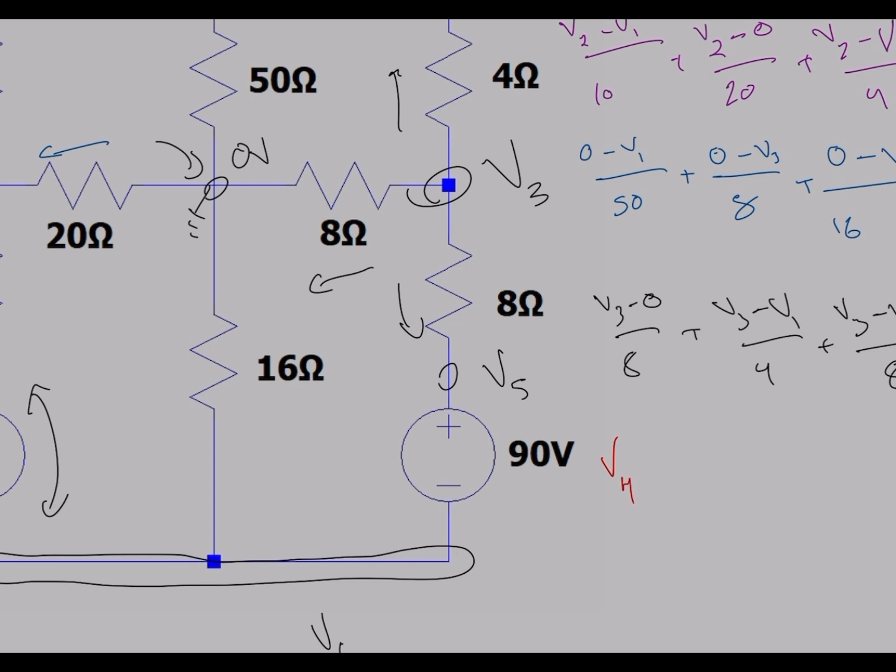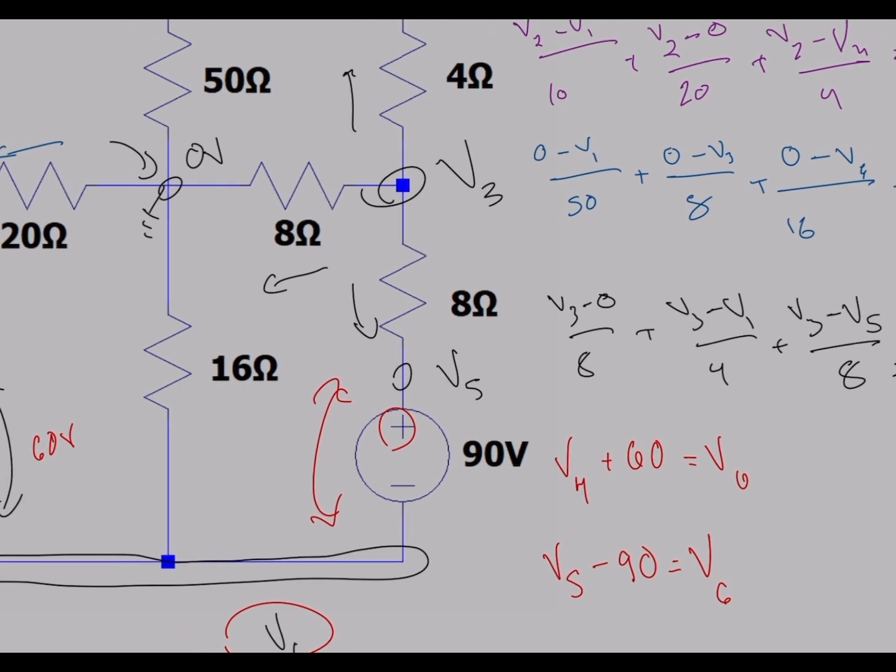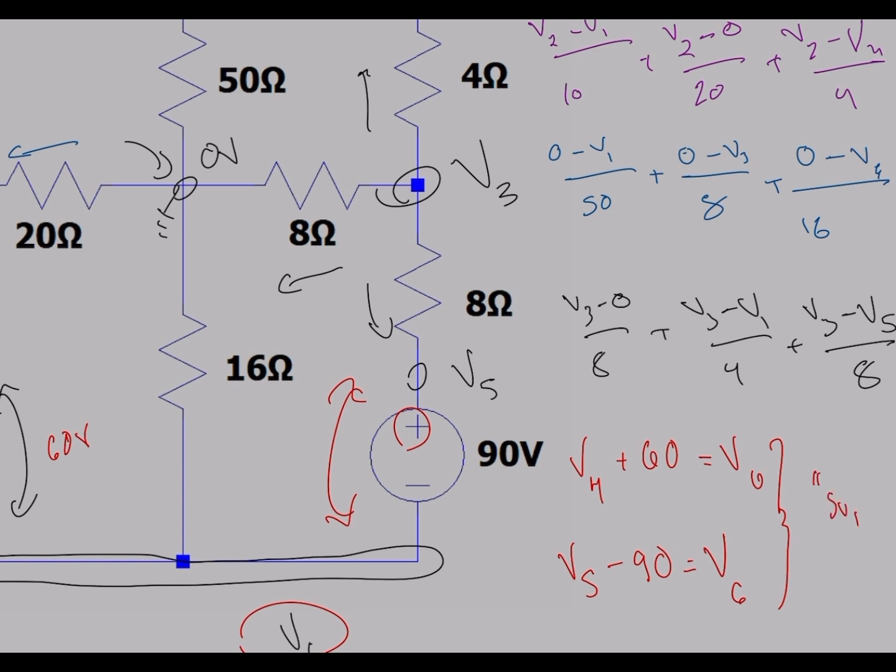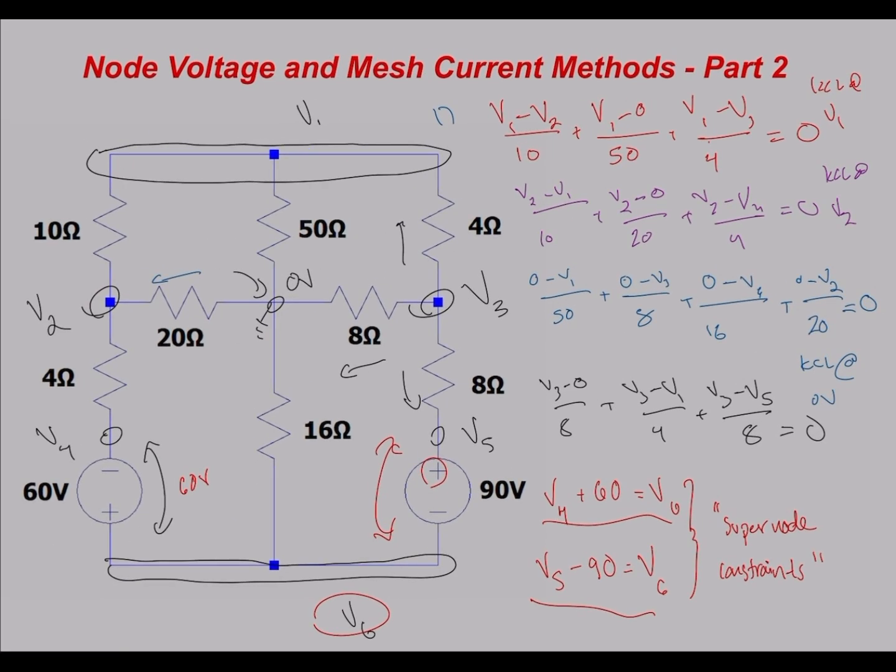V4, you can see traveling here, there's a 60 volt differential there. So V4 plus 60 gives us the potential at V6. And then same thing over here actually. We see that V5, this time it's minus 90 because of the positive terminal there, will give us the voltage at V6. Now what we have here are what we call supernode constraints. That is the technical term for them. And since we've obtained these new equations, these are in fact two equations that are perfectly valid that we can use in addition to these other four above that will allow us to progress as normal.